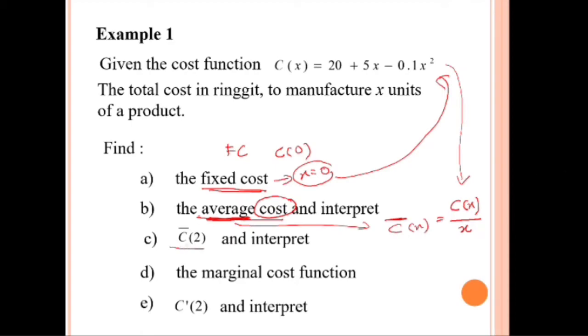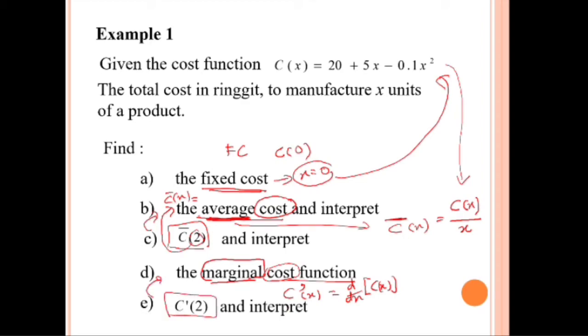What about C? This is C bar 2. In B, we have found what C bar x is. So to find C bar 2, just replace x with 2 in the average cost function that we have found in B. D is the marginal cost function. Remember, the word marginal refers to the first derivative. What is the function that we want to differentiate? It's the cost function. And what is the formula? The prime refers to the first derivative of that cost function. E, C prime 2. In D, we have found what C prime x is. So to find C prime 2, just replace x with 2.